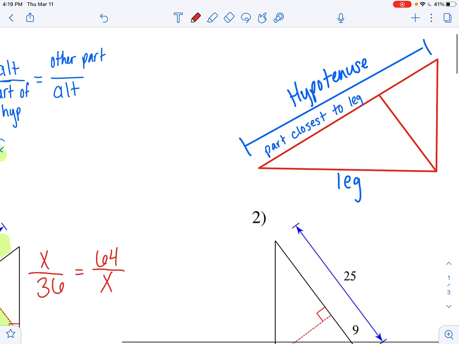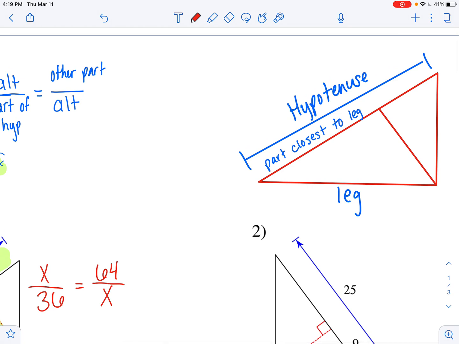Well, your ratio, your proportion, well, I guess proportions and ratios are different, but that's beside the point. Now, if you have a leg, you're going to treat that like the altitude in the other problem type. Put the leg diagonal from itself such that you will multiply the leg times itself when you go to solve this.